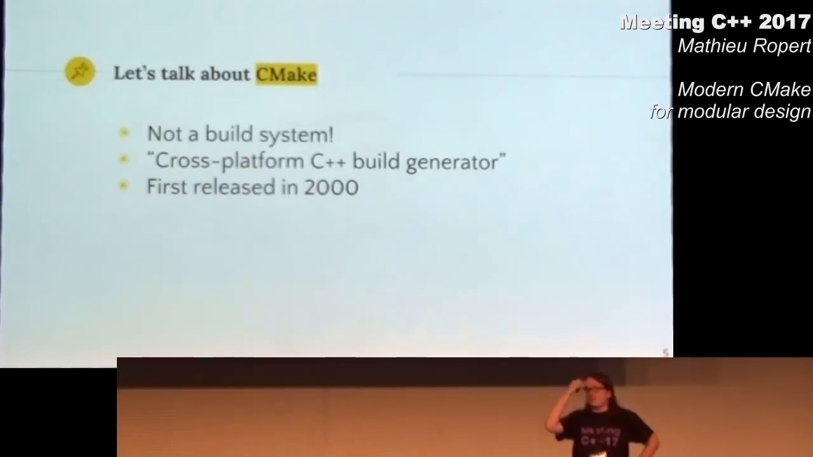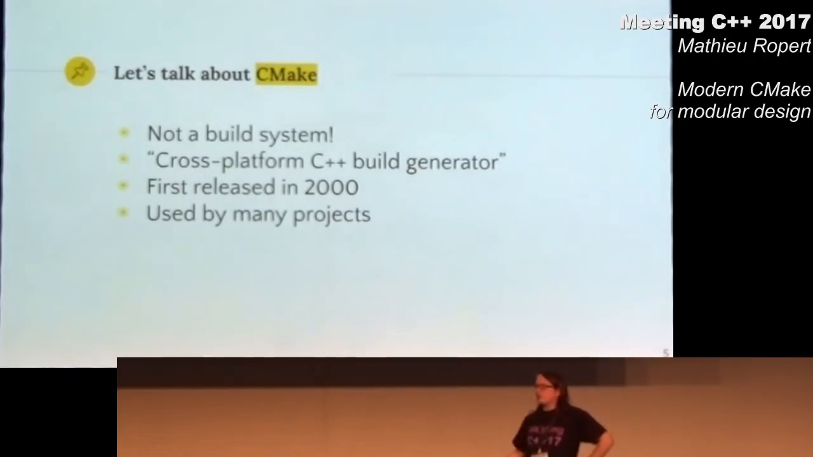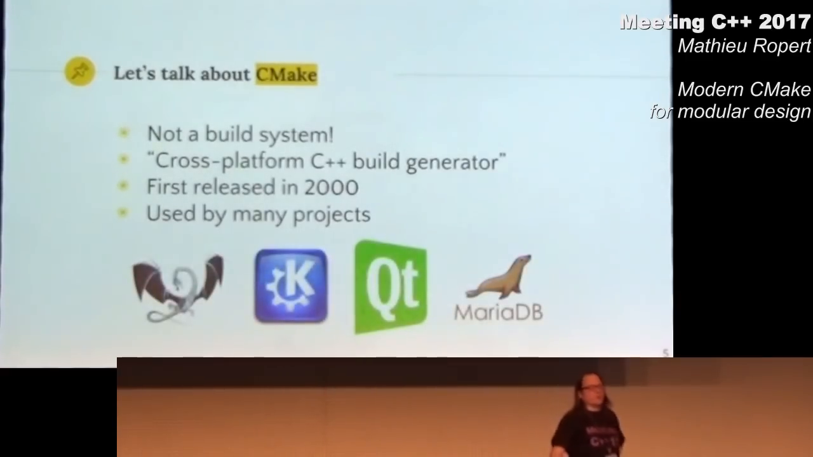It's 17 years old now, which is almost of voting age. It's used by many projects. I mean, most projects you could find today on GitHub or somewhere else, I've cited a few here, are using CMake today. And I also know that lots of companies internally also use CMake.